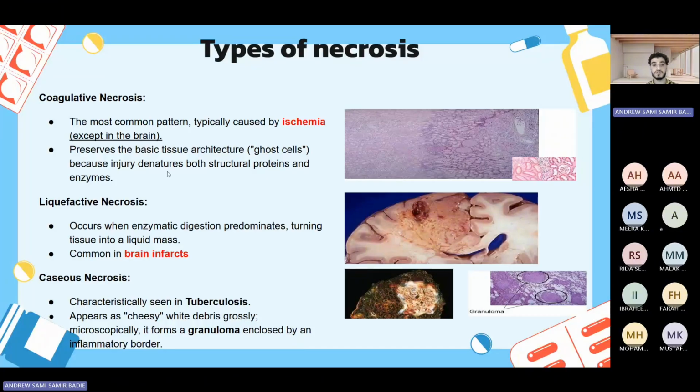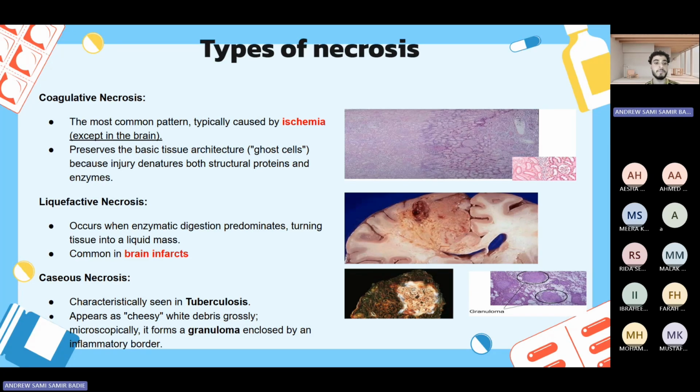Now, liquefactive necrosis, when it comes to description, is ischemia that happens in the brain. That's basically it. If you see any question that says there's ischemia in the brain, 90% of the time think about liquefactive necrosis. This happens when enzymatic digestion predominates over regeneration, turning the tissue into a liquid mass.